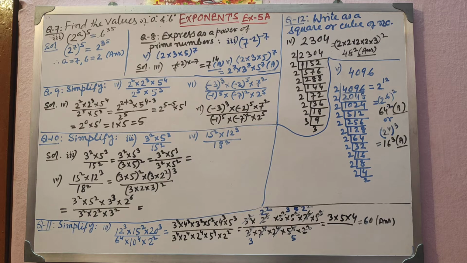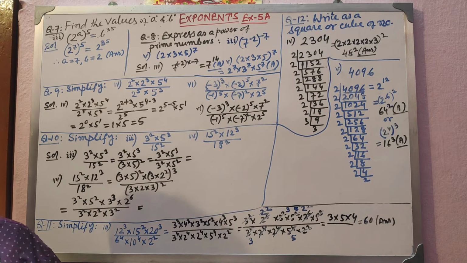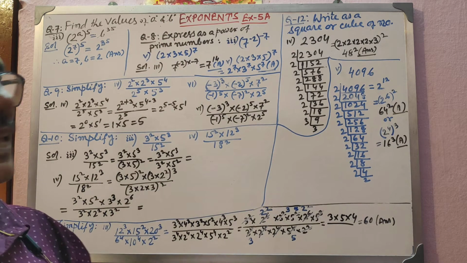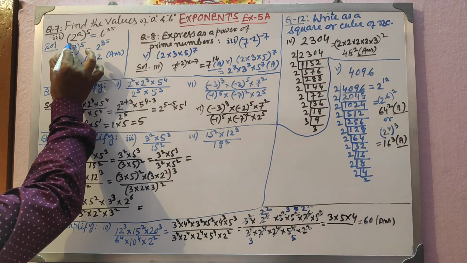Then the next lesson is about the standard form, and some other things are there that we'll learn. But let us first learn this exponent exercise 5a, remaining sums. Questions number 1 to 6 I have covered in the previous video. Now it's time to cover 7 onwards. So 7 I have taken. You have to find out the value of a and b. It is given in this format.